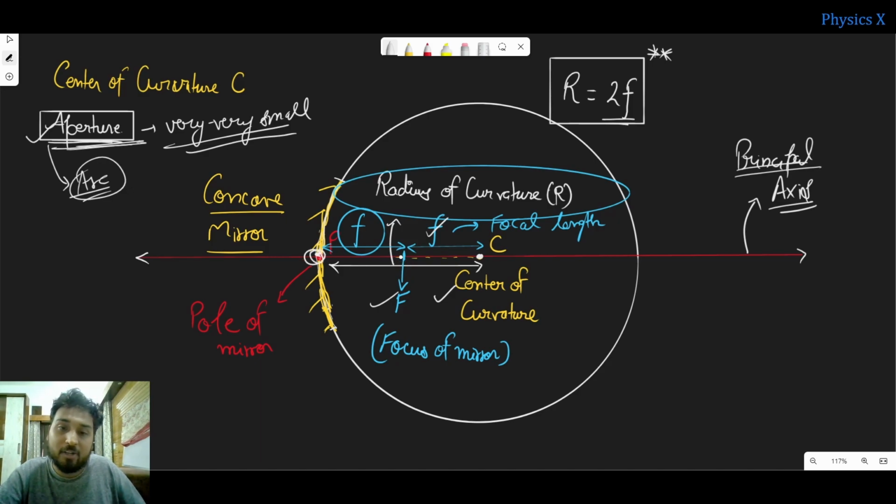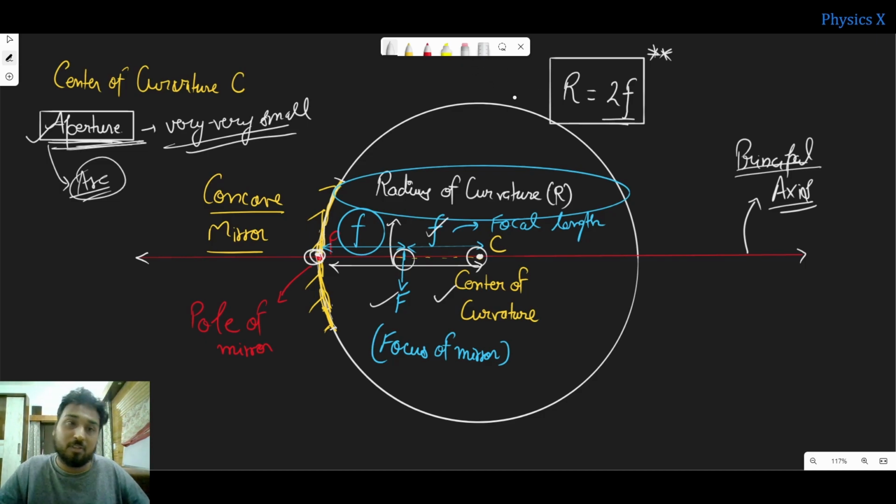See, these three points are lying in the principal axis. So whenever we draw the ray diagrams for the concave mirror and convex mirror, we won't be drawing this whole sphere. We will just be drawing the mirror, marking the principal axis and the points over that, and then we'll be drawing the ray diagrams and making analysis on these concave and convex mirrors. And you must understand that twice the focal length is nothing but the radius of curvature. Pretty clear this must be.